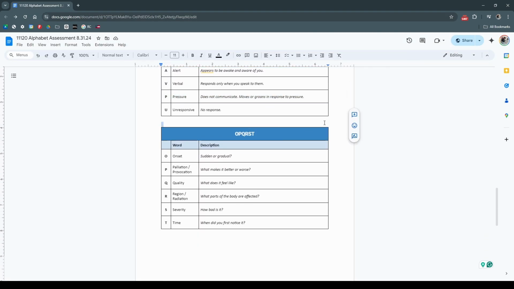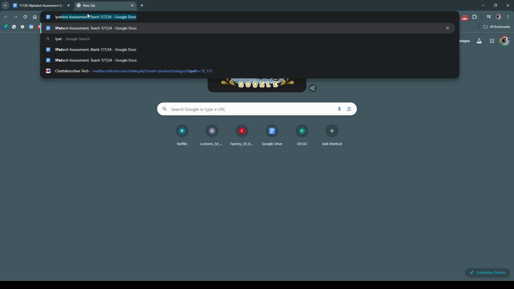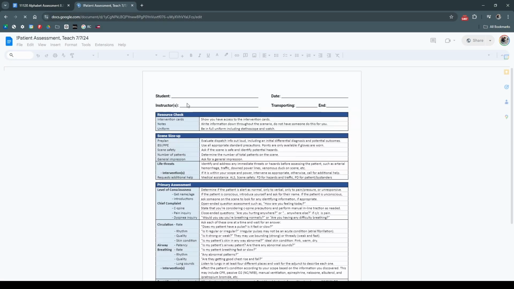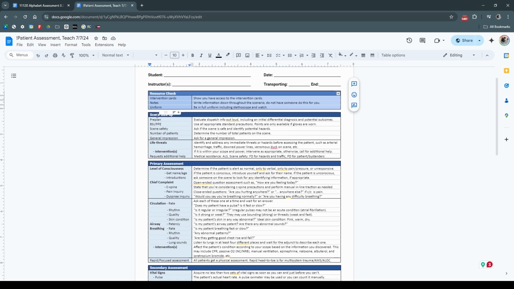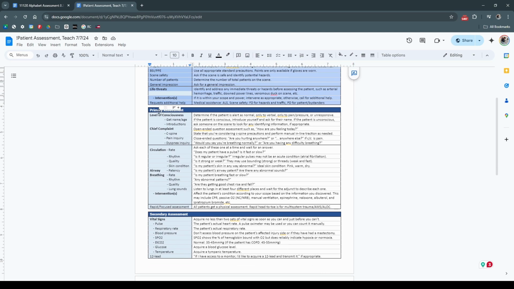Now, OPQRST, it's an interesting situation to talk about in the patient assessment. If we're looking at our patient assessment, of course, you just come to the scene with this stuff. You start making sure that the scene is safe and that you have everybody that you need. And then you're going to really start interacting with the patient here. And AVPU occurs in the level of consciousness, determining if the patient is alert, is normal, and so on and so forth.